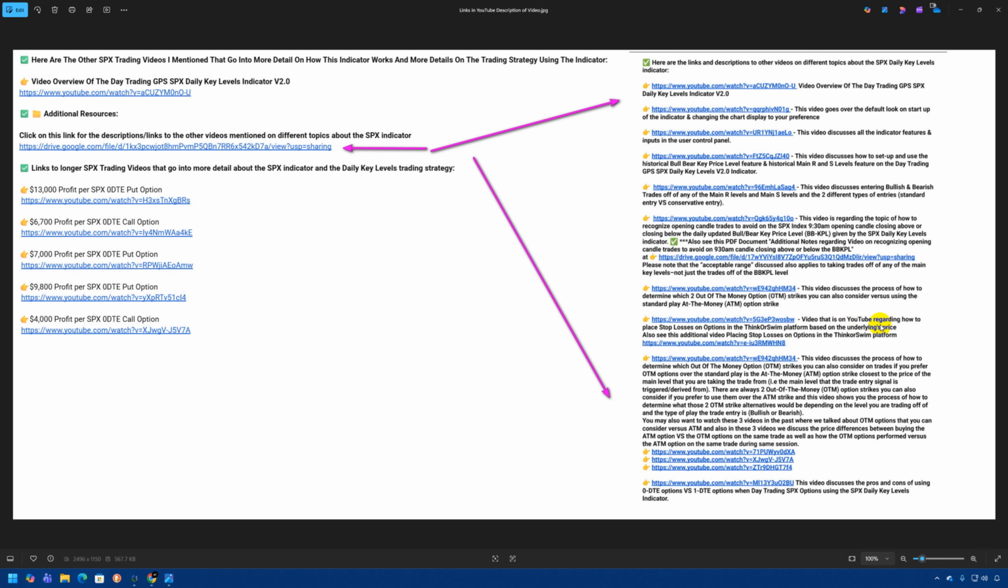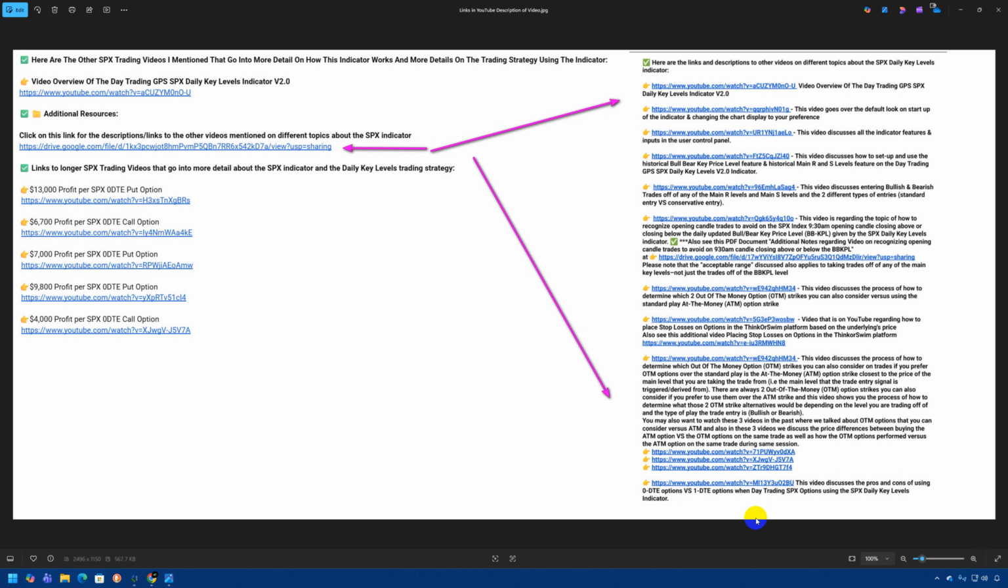Video on how to place stop losses on options on the Thinkorswim platform based on the underlying price, and also an additional video on that topic. This is also a video regarding the out of the money and at the money strikes, and then here's also some other videos where we go into more detail that are session videos. And then finally, this one here, the video discussing the pros and cons of using 0DTE versus 1DTE options when day trading SPX options using this indicator.